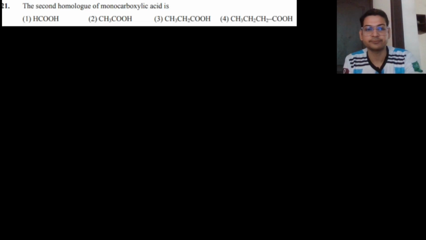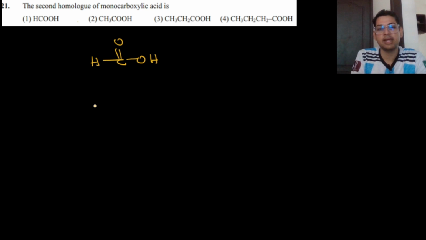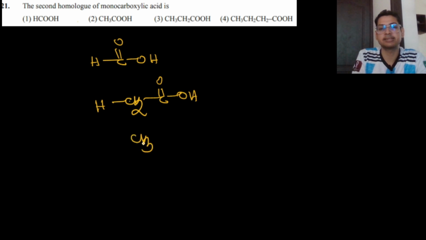Got it? Okay. The second homologue of monocarboxylic acid. Okay. So this is probably the easiest question. Monocarboxylic acid. So for one carbon, it will be H C double bond O OH. Second carbon is what? H. Then you need a CH2. Then you need C double bond OH. And this H and CH2 you can combine. You can write CH3 C double bond OH.